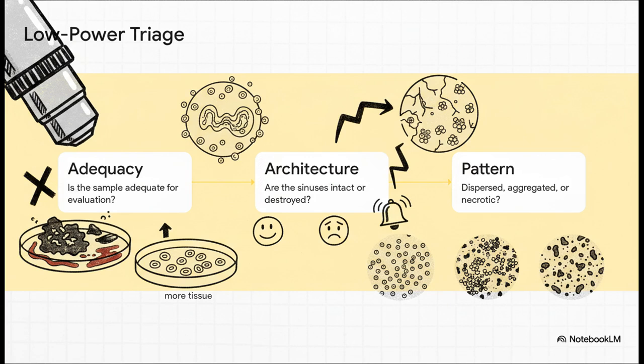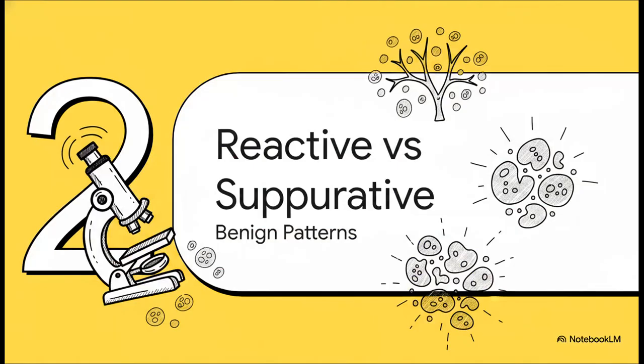And finally, categorize the overall pattern. Are you looking at a dispersed sea of single cells? Are there tight aggregates? Or maybe the background is just littered with necrotic debris? Categorizing this initially prevents you from getting totally lost in the weeds later on. Moving right along to Section 2.